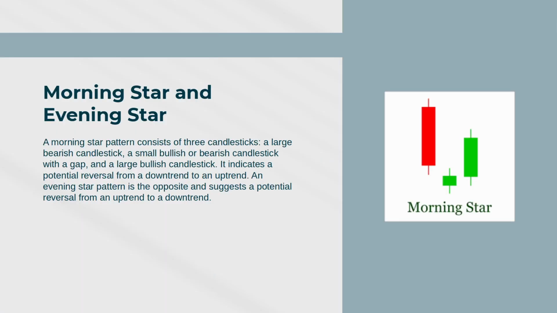Morning star and evening star. A morning star pattern consists of 3 candlesticks. A large bearish candlestick, a small bullish or bearish candlestick with a gap, and a large bullish candlestick. It indicates a potential reversal from a downtrend to an uptrend. An evening star pattern is the opposite and suggests a potential reversal from an uptrend to a downtrend.